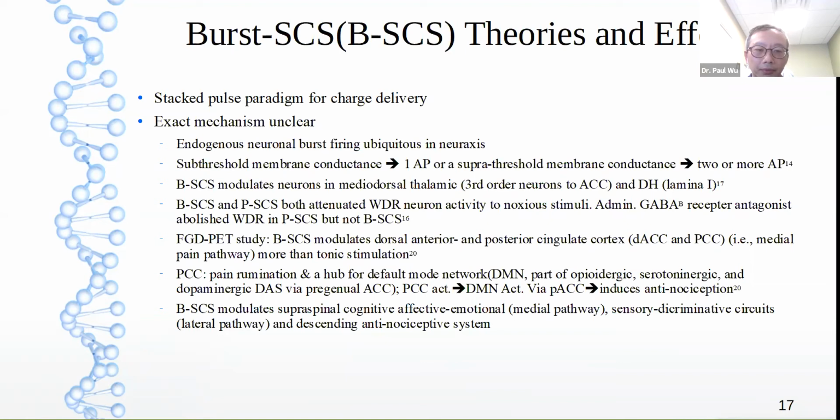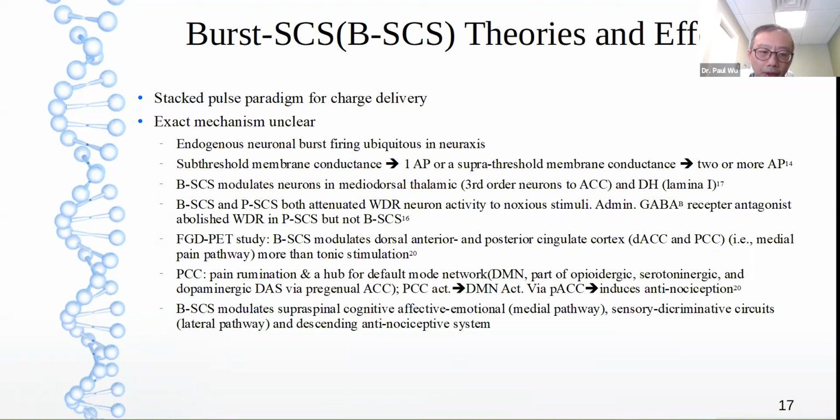Both burst as well as paresthesia spinal cord stimulation attenuate wide dynamic range neuron activity to noxious stimuli. However, administration of GABA receptor antagonists abolishes such attenuation in paresthesia spinal cord stimulation, but not in burst. A PET study has shown that burst spinal cord stimulation modulates the dorsal anterior as well as posterior cingulate cortex, which is more in the medial pain pathway, more so than tonic stimulation.